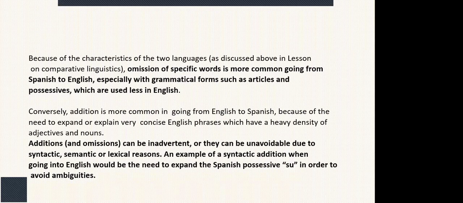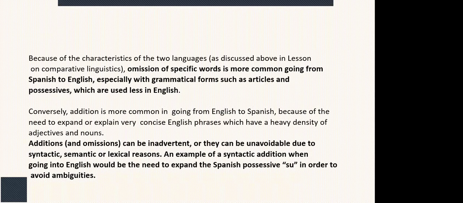Conversely, addition is more common in going from English to Spanish because of the need to expand and explain concise English phrases, which have a heavy density of adjectives and nouns. So you know this. It's a phenomenon that requires communicating some extra information because the information is not available in Spanish, or Spanish requires explanations about certain cultural things.